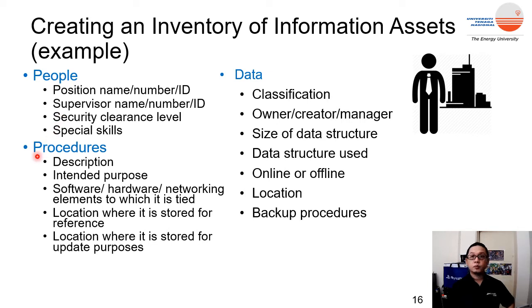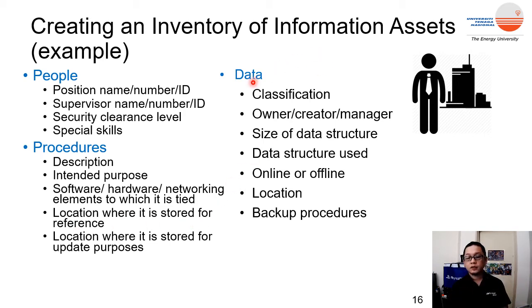Second category is the procedures. Perhaps you can have a description of the procedure, the purpose of the procedure, the software, hardware, and anything related to those procedures, and then the location. Where do you store the procedural information? And the location, where is it stored for update purposes? Procedures can be an example of how you obtain, let's say, the purchase information. For the purchase information, what database will it use? Which website? Who is handling that website? So this is under the category of procedures.